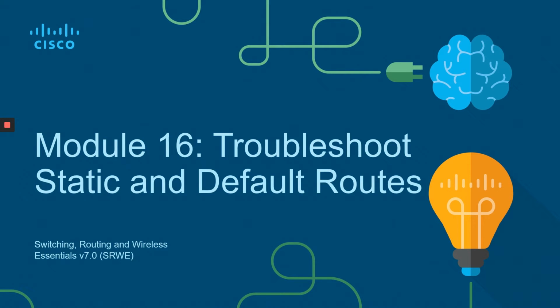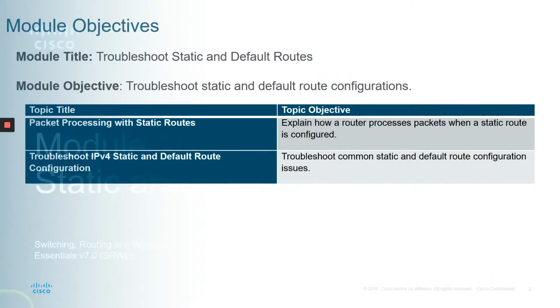Modules in one class. Okay, so this one is troubleshooting static and default routes. In chapter 15, we looked at static routes, different categories of static routes, and how we can configure them. And in this chapter, we're going to be looking at how we can troubleshoot them. This is a fairly simple chapter. I've got only 17 slides on this one. So it's an easy one.